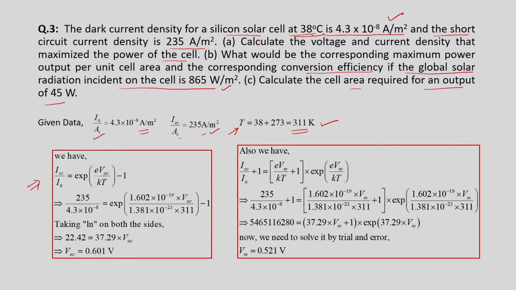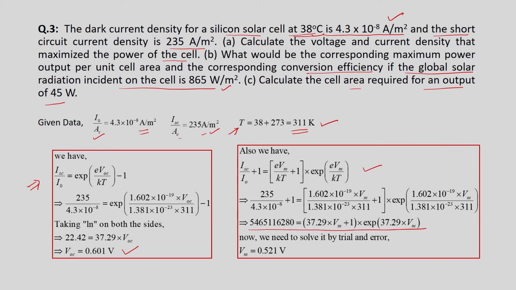ISC by I naught is exponential of EV naught by KT minus 1. By using this expression, we can calculate the VOC, the open circuit voltage. We substitute these values and take ln on both sides, and finally we have VOC as 0.601 volt. Also, we know this expression. In order to calculate VM, we need to use this expression. On substitution of the given data, we can develop this expression.